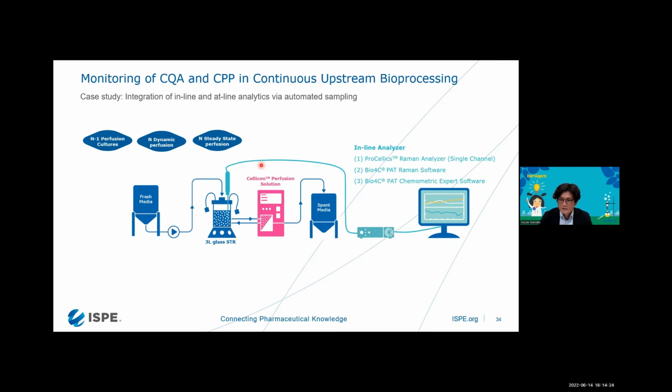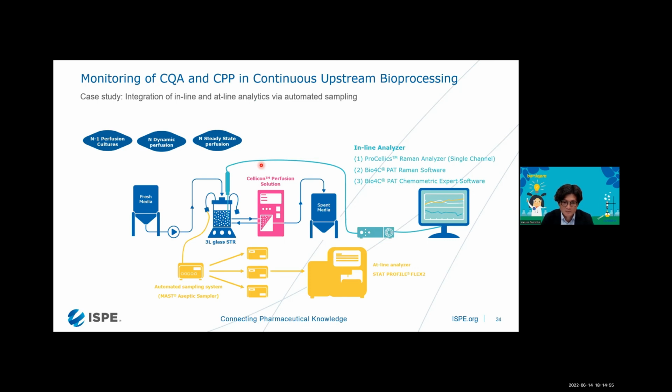As a last case study, we compared the inline Raman monitoring with an online analyzer. The chemometric modeling of Raman was developed using all of our previous studies, which means a data set including 6 N-1 perfusion runs, 1 N-dynamic perfusion, and 1 N-steady state perfusion. We also compared the Raman spectroscopy with the online monitoring system using automatic sampling.